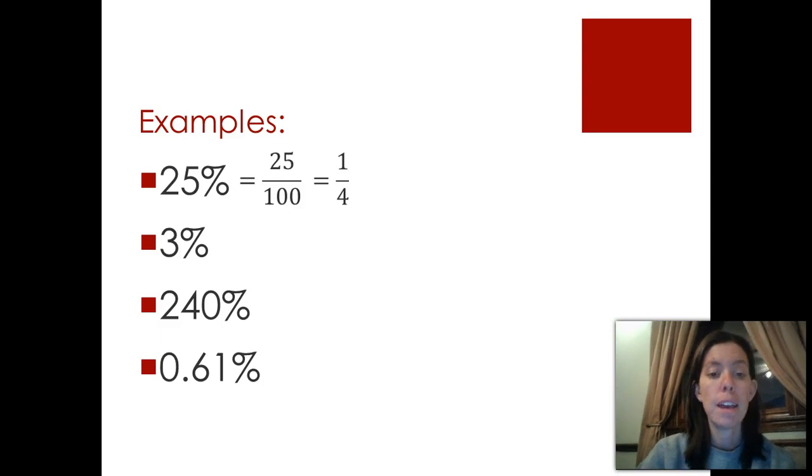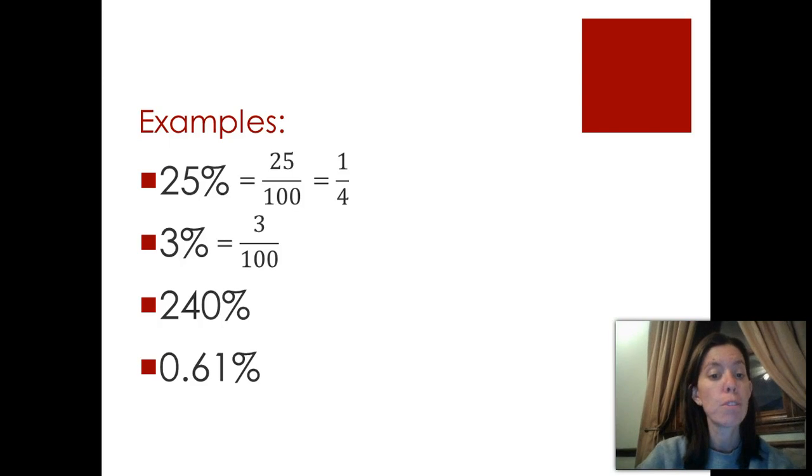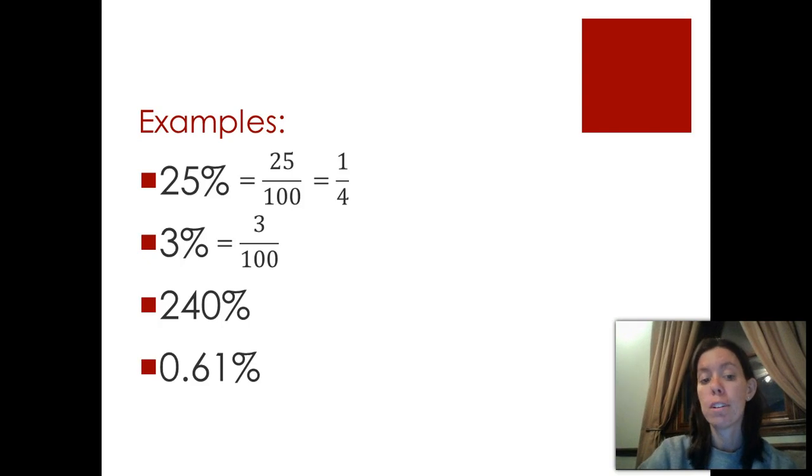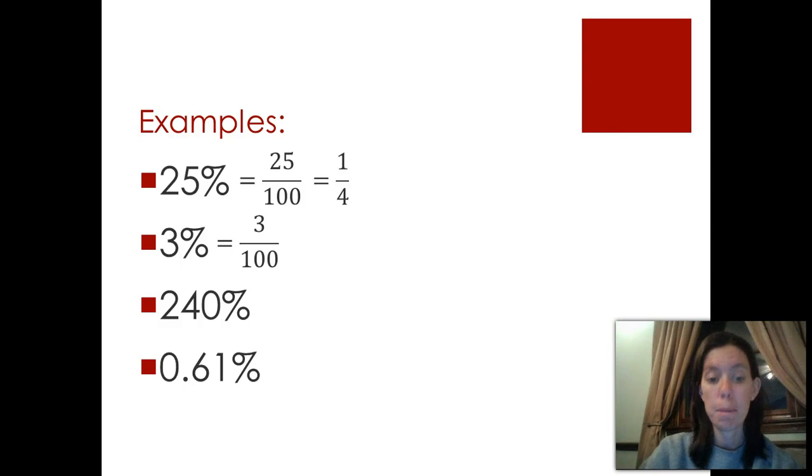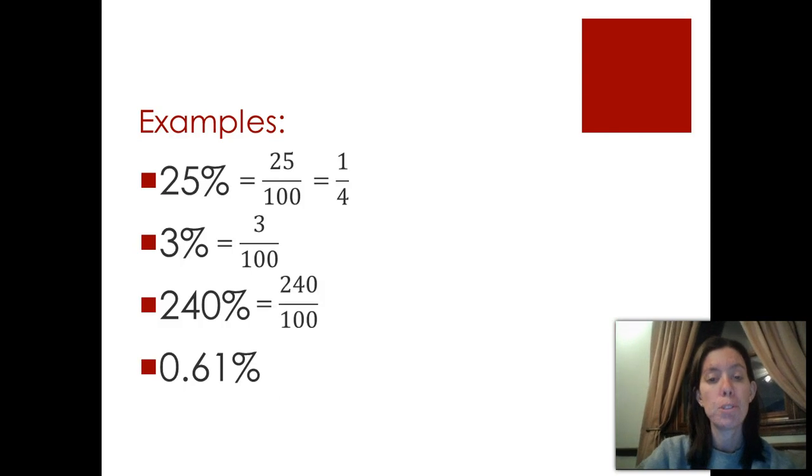3% as a fraction, you write 3 over 100, and that cannot be reduced, so that's the final answer. 240%, that's larger than 1, so you're going to have a fraction whose numerator is larger than the denominator, and that's okay. It would be 240 over 100. Try to reduce that to lowest terms. If you do, you get 12 over 5.